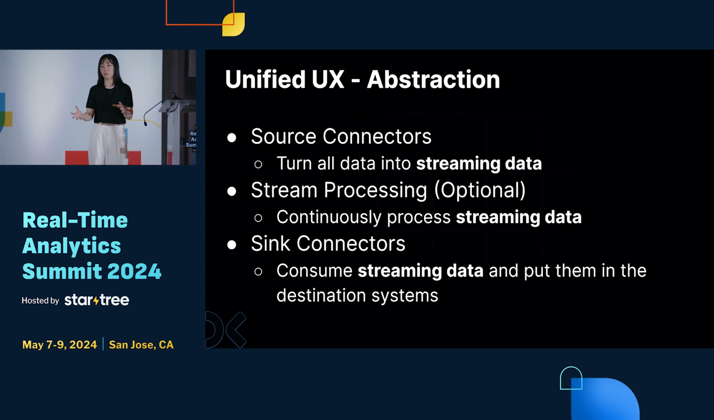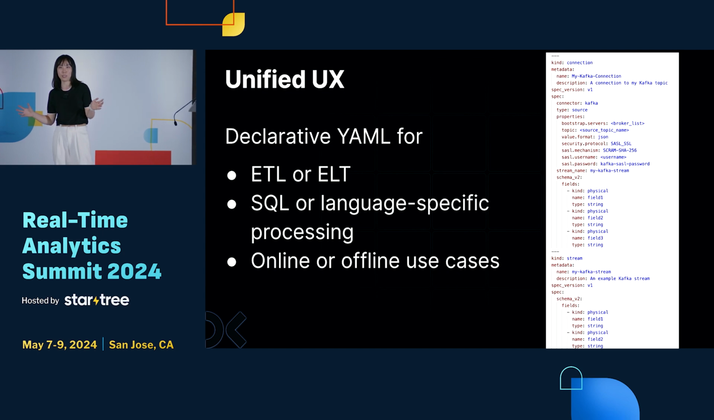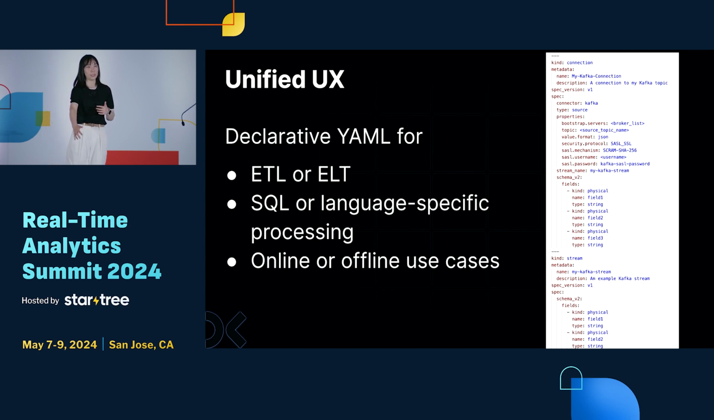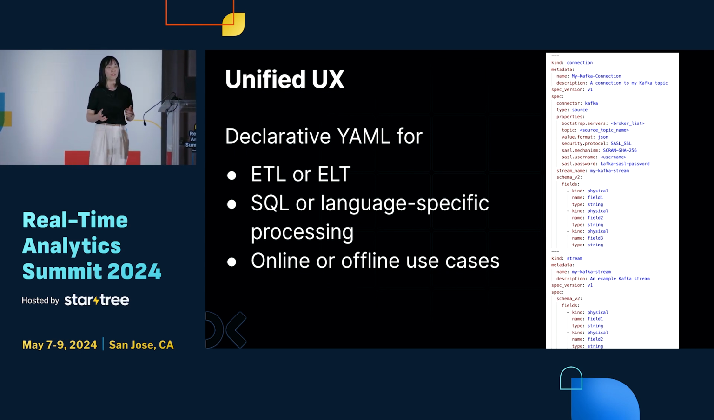But unified UX is not just about the model. The way to think about it is you should be able to write different data movement jobs in a unified way. Here's only a snippet, but our approach is you can write declarative YAML for ELT or ETL, SQL processing or language-specific processing. You use the same declarative YAML for online or offline use cases. So everything stays the same. It's the same type of experience.